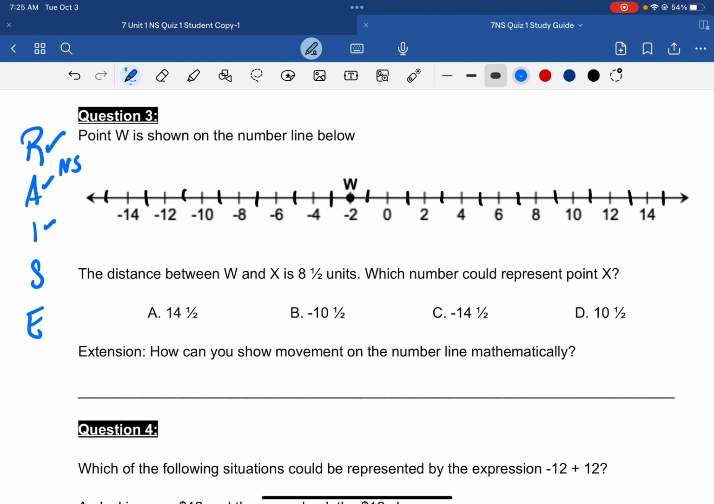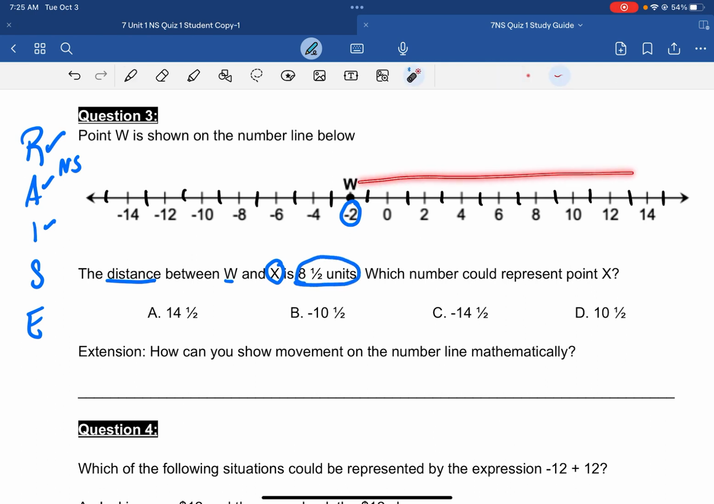We know that W is at -2. Now, I'm not writing a key information box just because I don't have a lot of space, but W is at -2. That is definitely a very important fact. We know that we're talking about some other point X, and we know the distance between W and that point X is 8.5 units. Now, it doesn't say if we're going 8.5 units to the right or 8.5 units to the left. It does not say that. So that means it could be either one, and we're gonna have to see which of those is in our 4 choices here.